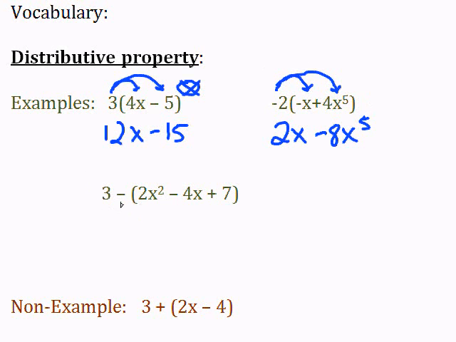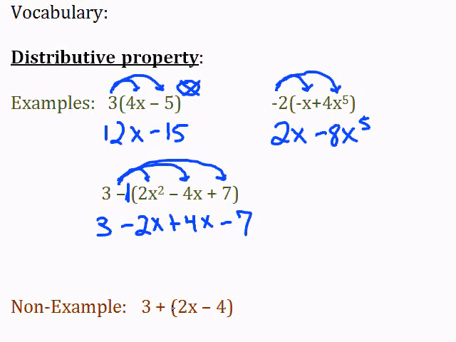Let's take a look at a third example, 3 minus, and then I have a set of parentheses. There is a negative 1 right here. So anytime you have a negative in front of the parentheses, it's understood that there's a negative 1 coefficient that you then distribute. So we get 3 minus 1 times 2x squared gives you a negative 2x squared. Negative 1 times negative 4x gives you a positive 4x. And negative 1 times positive 7 gives you a negative 7.